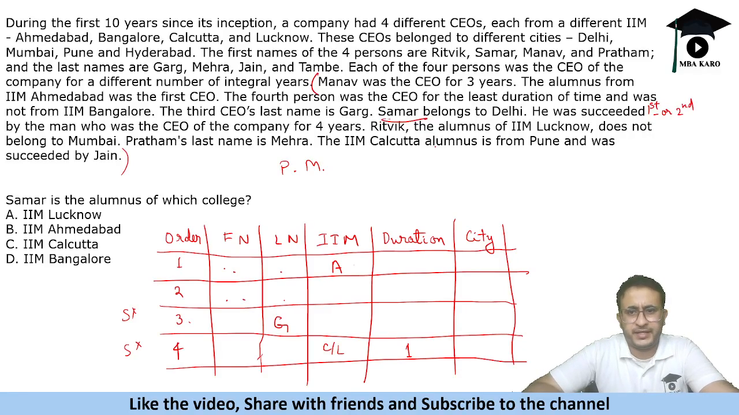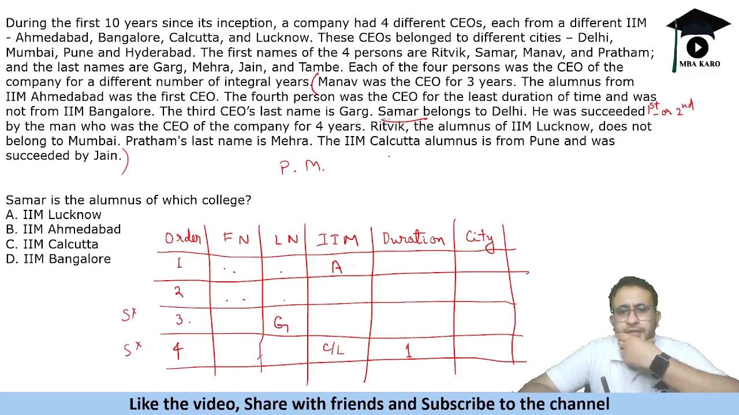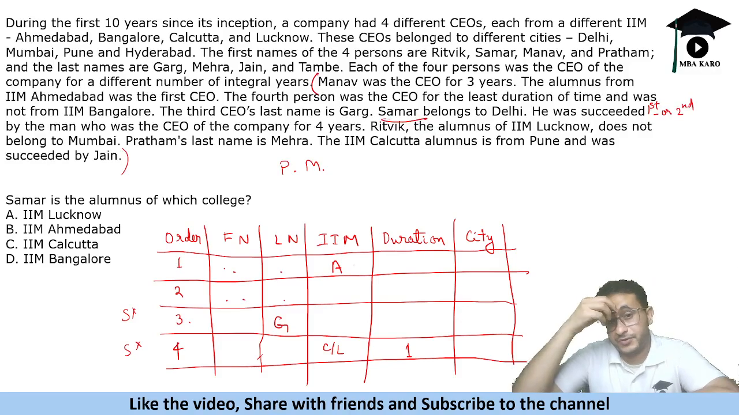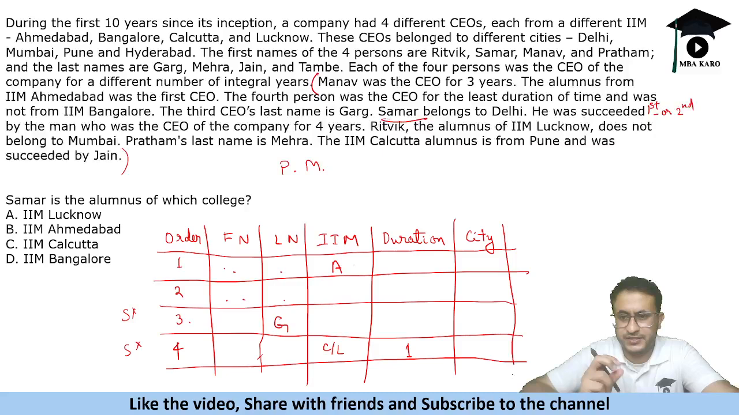And then the IIM Calcutta alumnus is from Pune and was succeeded by Jain. Now, if you see this last statement, this is going to be the key element to proceed in this set. This IIM Calcutta guy is succeeded by Jain. Now, this cannot be the IIM Calcutta guy, because this is IIM Ahmedabad given to us. The IIM Calcutta guy is succeeded by someone. So this will not be Calcutta, this will be Lucknow.